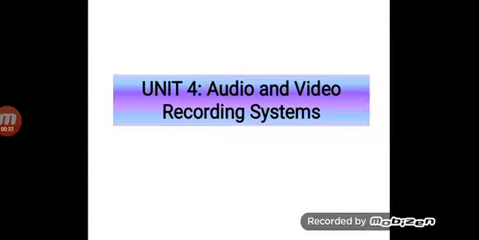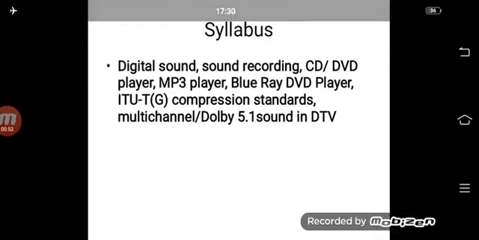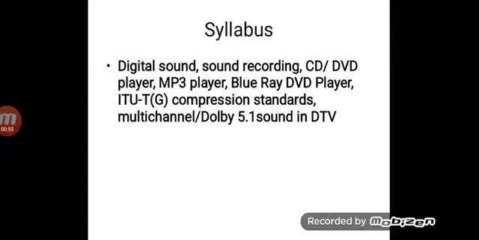The unit 4 is all about audio and video recording systems. So let us understand what kind of audio and video recording systems we are supposed to study here. Before we get started with the actual syllabus, the content, which I'll just show to you. All the contents here are the digital sound recording. The types are CD, DVD player, MP3 player, Blu-ray DVD player, ITU-T G, which is the compression standard for audio signal, and multi-channel Dolby 5.1 sound system in DTV.